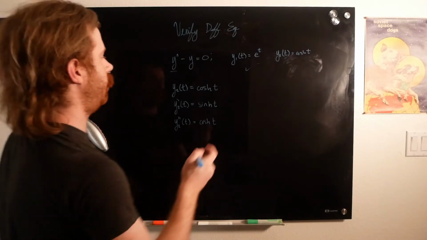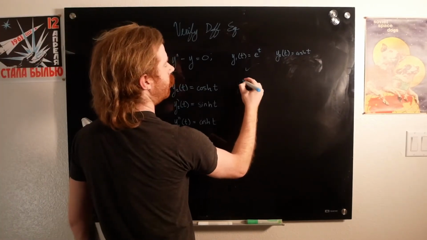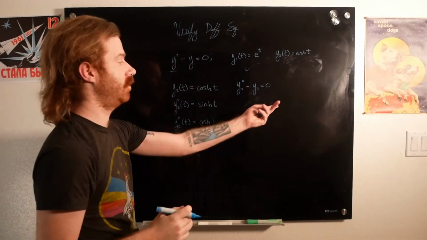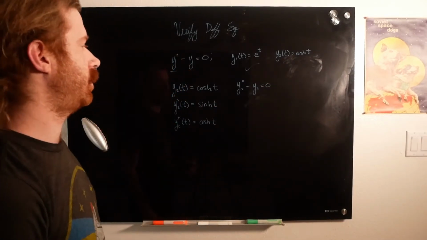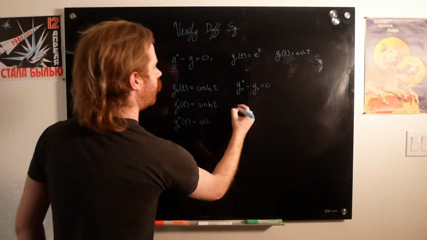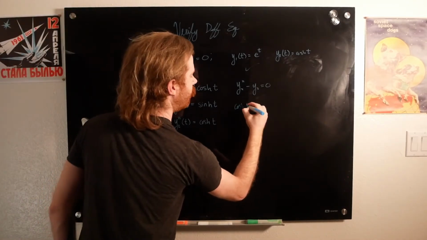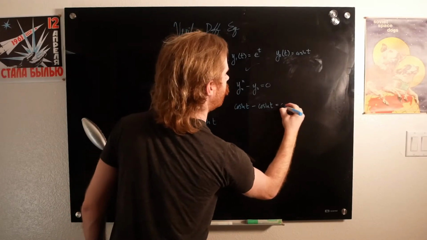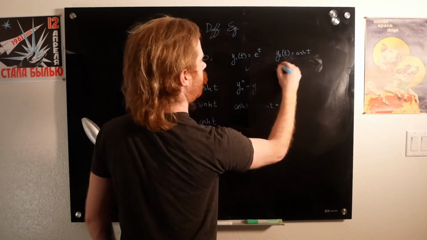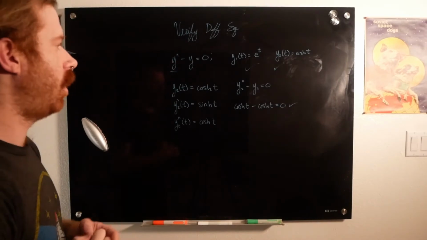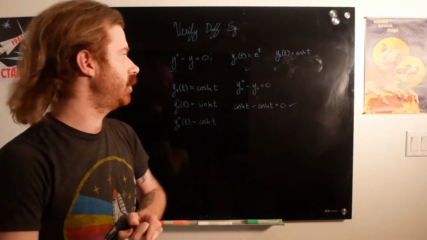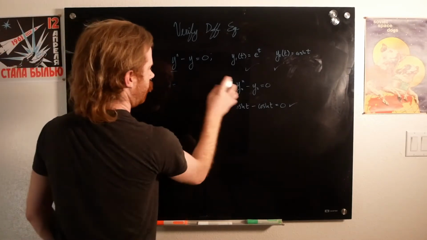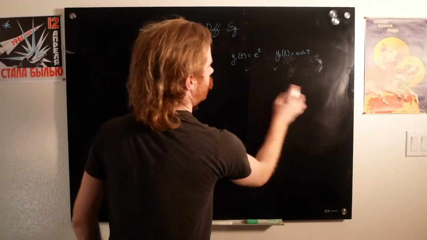So now let's plug this in. We have y2 double prime minus y2 equals 0, and you're asking yourself, is this true? Because this is our differential equation. So we have cosine hyperbolic of t minus cosine hyperbolic of t equals 0, and that is true. So both of these are solutions to this differential equation. I'm going to do a couple more practice problems like this.